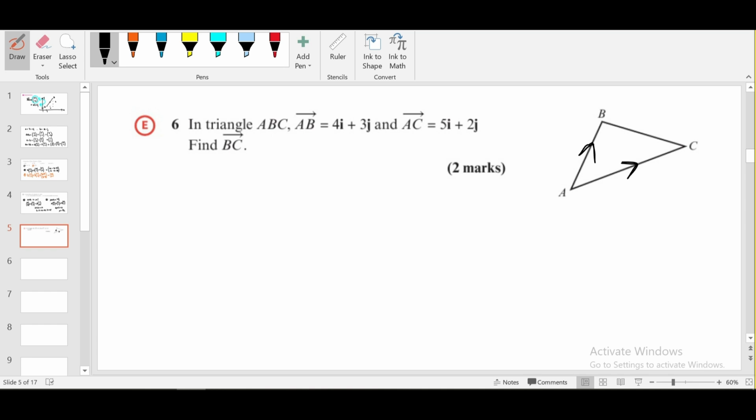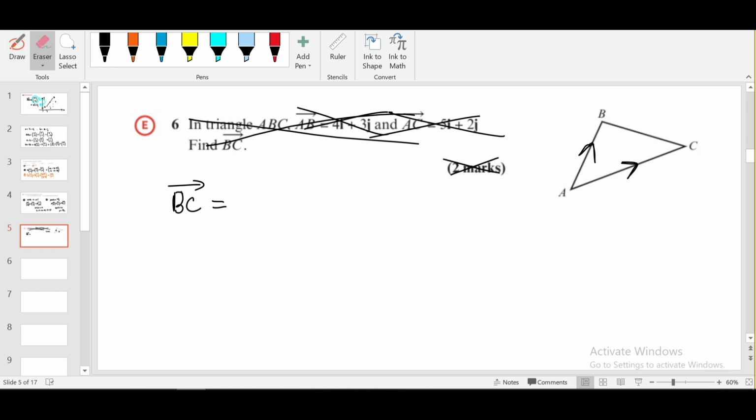Now tell me, how do you find BC here from the figure? You learned this in the previous lesson. How do you find BC? Don't look at all this. Don't look at this question at all. Look at just the figure and tell me, how do you find BC?